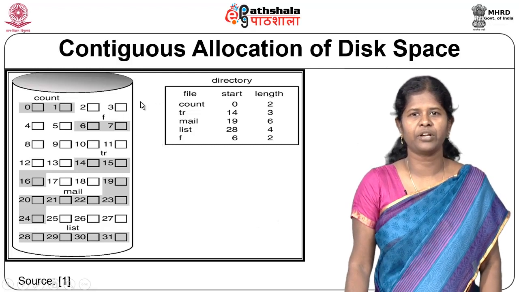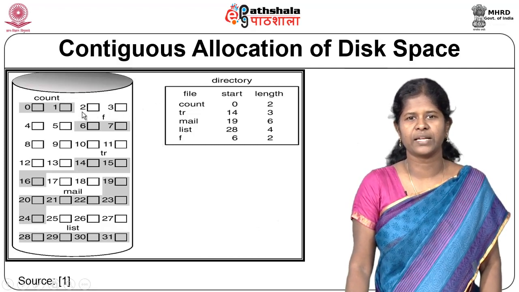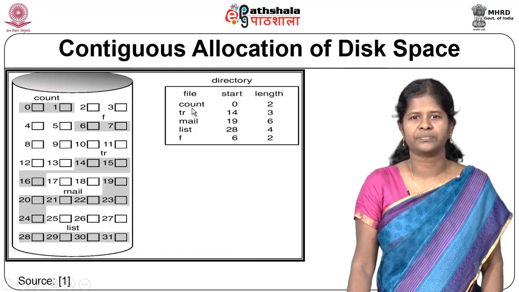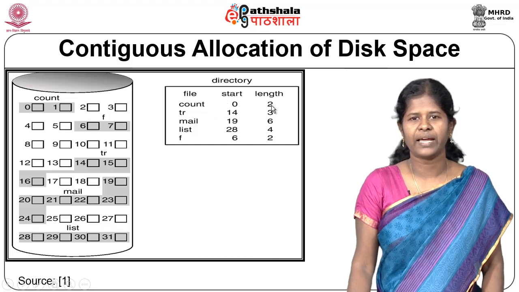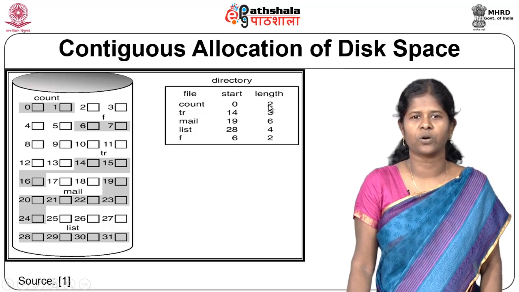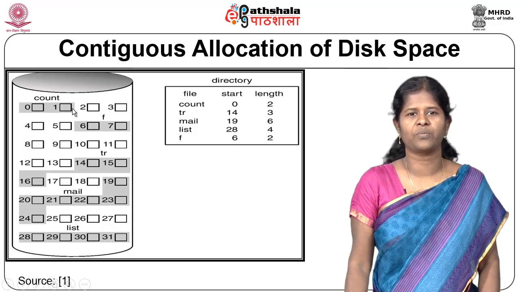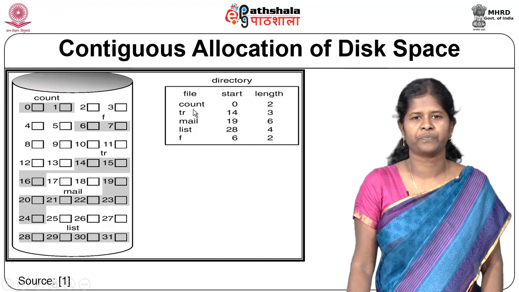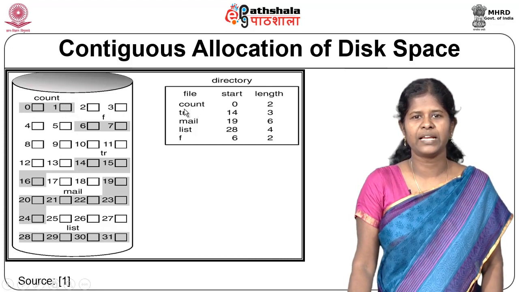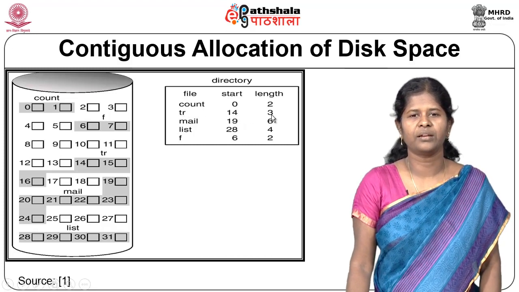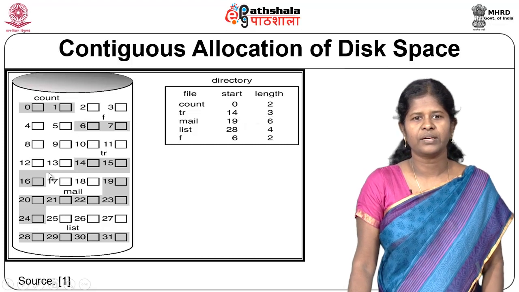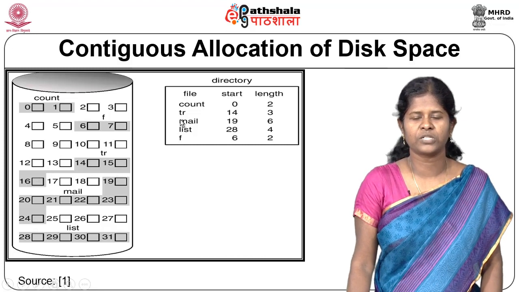Now look at this figure. This is an example of how a file is allocated contiguously. There is a file called count which starts from disk block number 0, and the length of the file is 2, that is, it spans 2 disk blocks. So, here you can see that disk block number 0 and disk block number 1 are allocated for this file, and the next file, say TR, starts from disk block number 14 and spans 3 disk blocks. So, disk blocks 14, 15 and 16 are allocated to this file called TR.